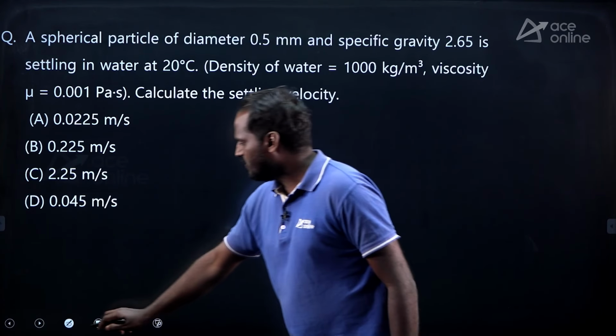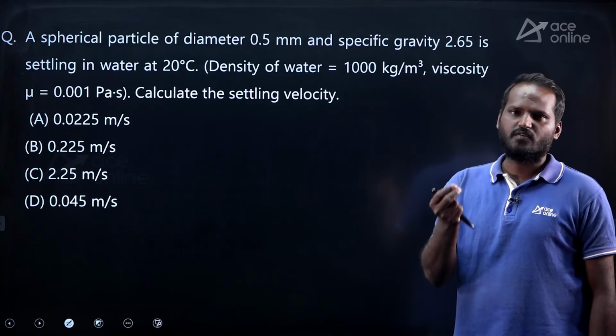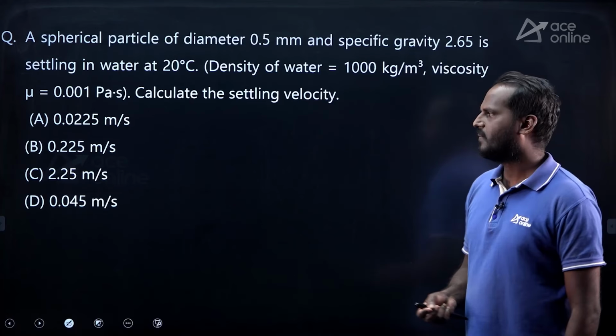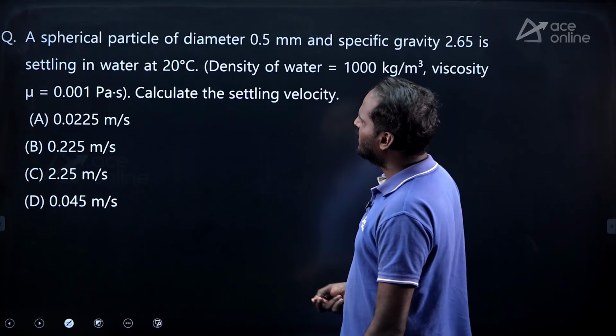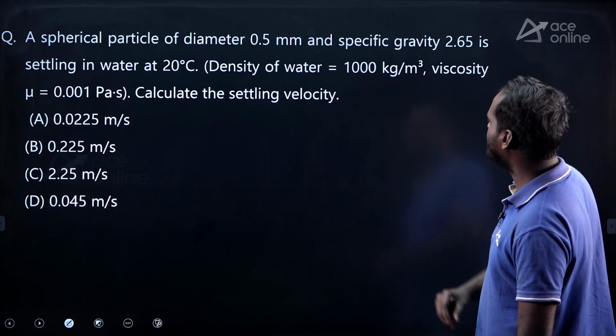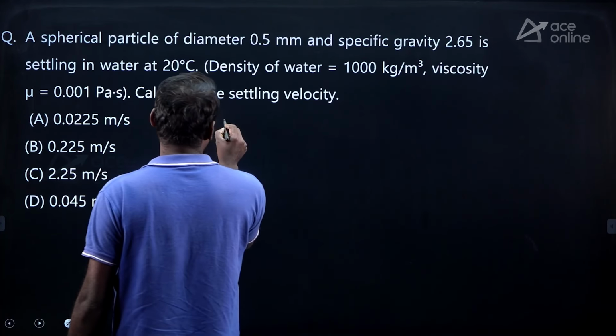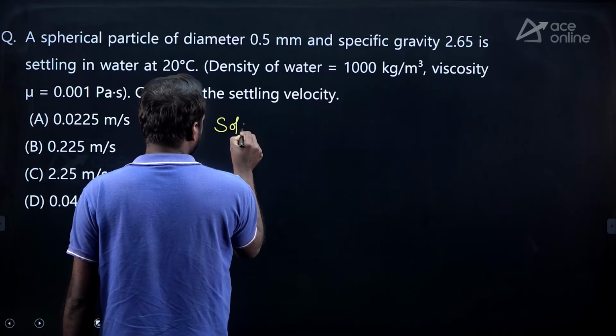Okay. Now this is also an easy question, but you must be very careful in calculating, right? Squares are there. Look at this. A spherical particle of diameter given, specific gravity given, temperature given, density and viscosity given. What is the settling velocity? Well known formula, you know already. What is Stokes law, right?